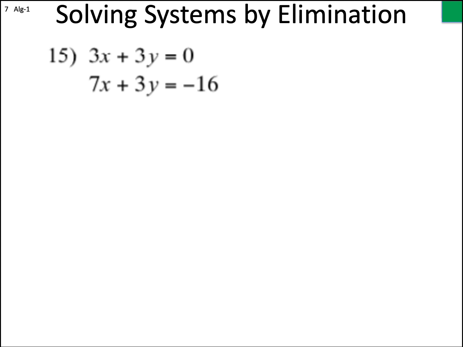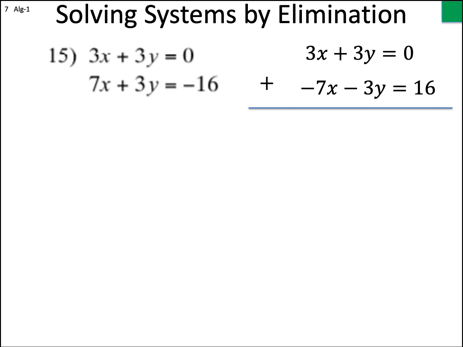All right, how'd you do? Hopefully you remember that this is the one that's called subtraction. So in order to subtract, you need to change all of the signs of the second equation. So that 7x would turn into negative 7x, that 3y would turn into negative 3y, and the negative 16 would turn into positive 16. Because remember, subtraction is the same as adding the opposite. Notice on that second equation, everything is opposite now.